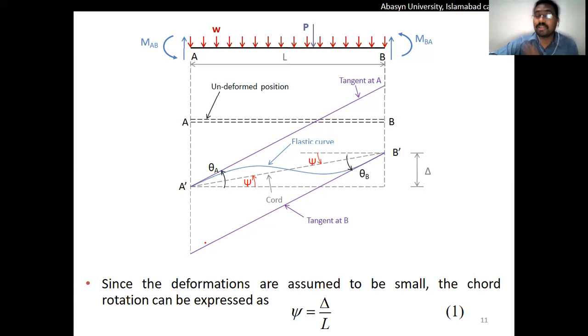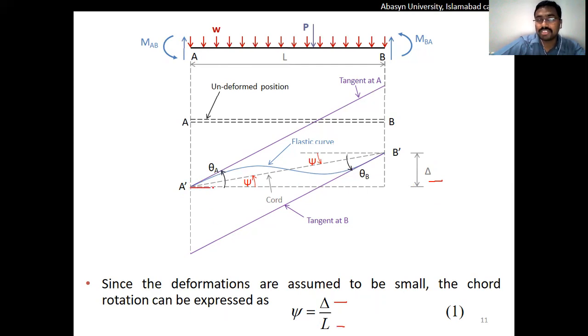And the relation between psi and the real deformation delta is assumed. Psi is considered as delta over L, which is a basic relation when we have to calculate the value of the tangent of theta. So theta is equal to the y-axis perpendicular divided by base. The perpendicular is delta, and the base is the length L.